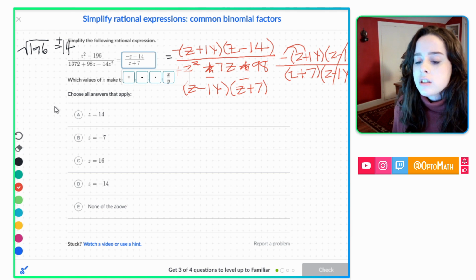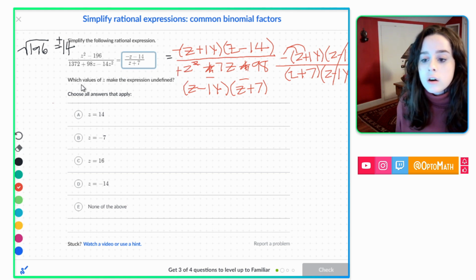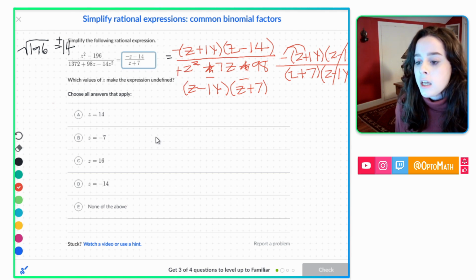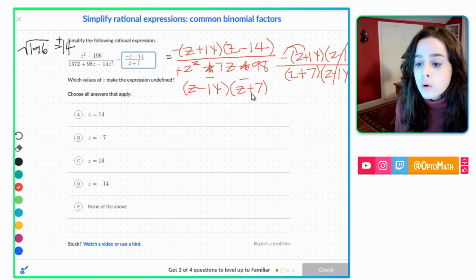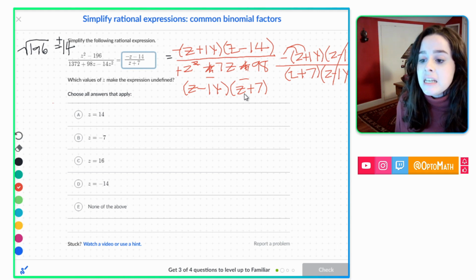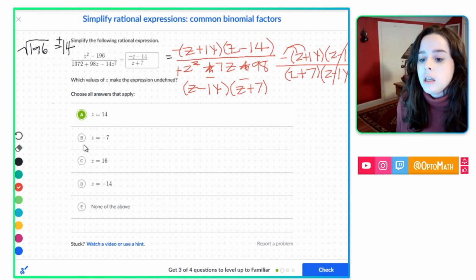Okay, so let's finish off by asking what are the values of z that make the expression undefined. Remember, that goes for the original. So we did factor out a 14, but 14 cannot equal 0, so that doesn't matter to find our restrictions. So what makes both of these, the z minus 14 and the z plus 7, equal 0? That's, of course, positive 14 and negative 7.